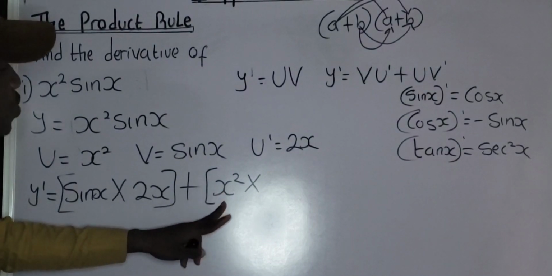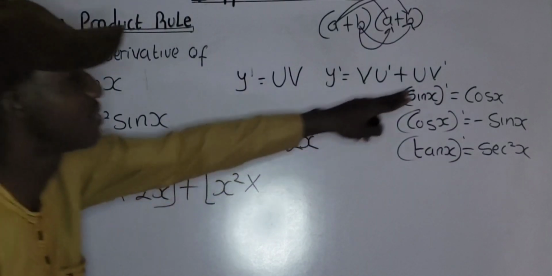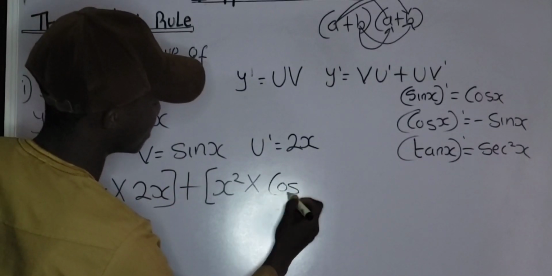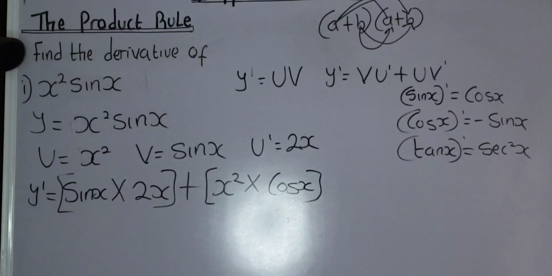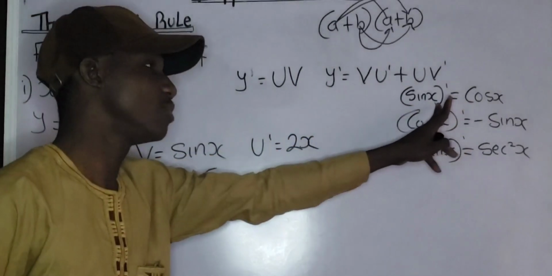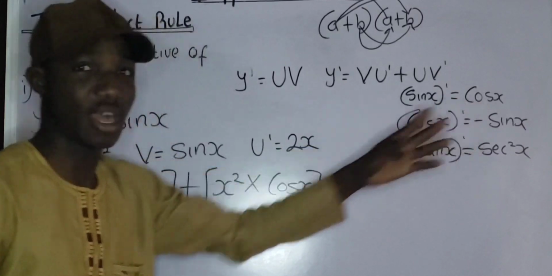We have x squared, which is u, multiplied by the derivative of v. If you differentiate sine x, you are going to get what? Cos x. Do you understand? Please, I don't want you to get confused. In our next class, I'm going to show you how we got cos x when you differentiate sine x.